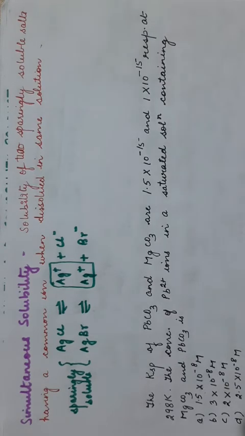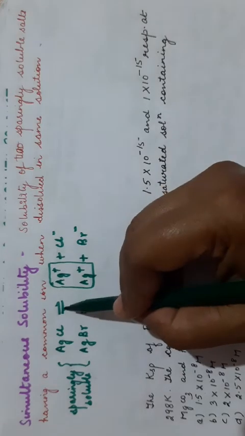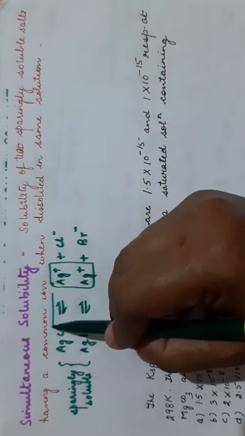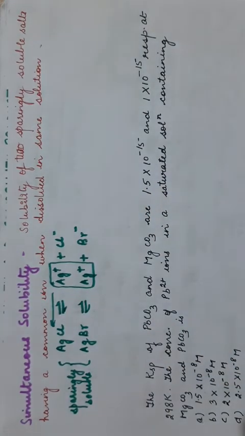And if the concentration is increasing, the equilibrium will shift in the backward direction according to Le Chatelier's principle. To maintain the constant value of the equilibrium constant Ksp, the equilibrium will shift in the backward direction.